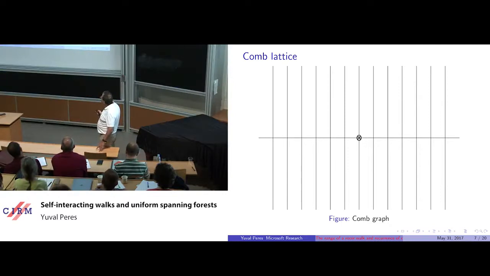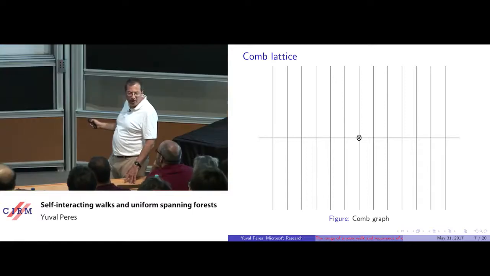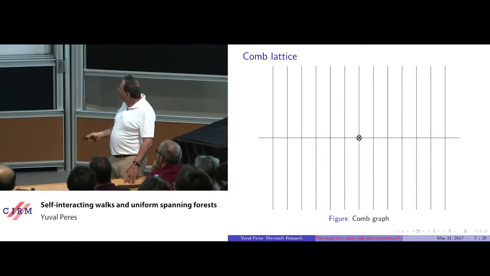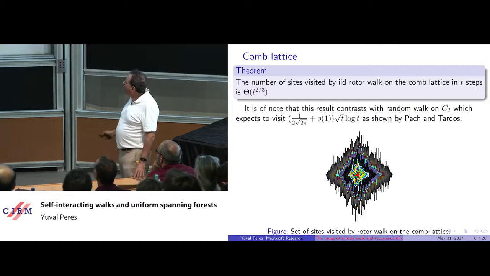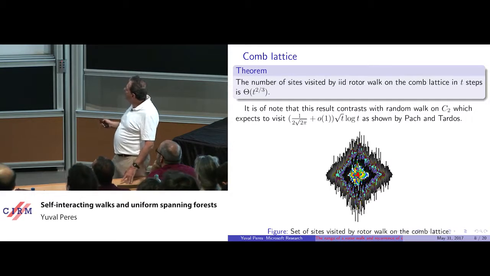So one example is the comb graph. This is one of my favorite graphs, and I think a few other people's. So this is just a subgraph of Z^2 with the one horizontal line and all the vertical lines, but that's it. So in this comb graph, this is how the structure of the visited set looks.